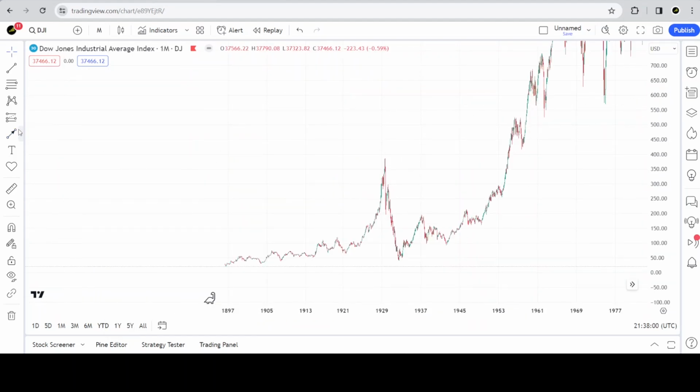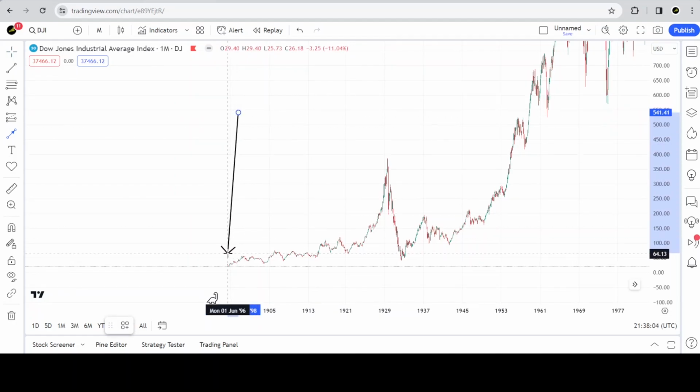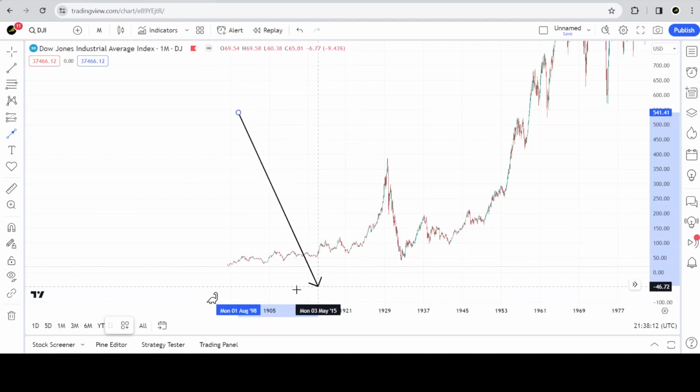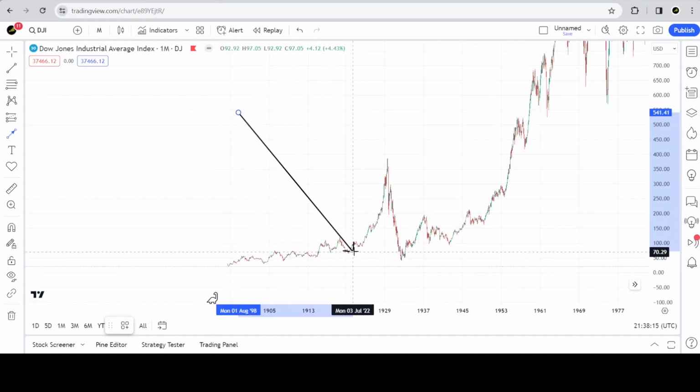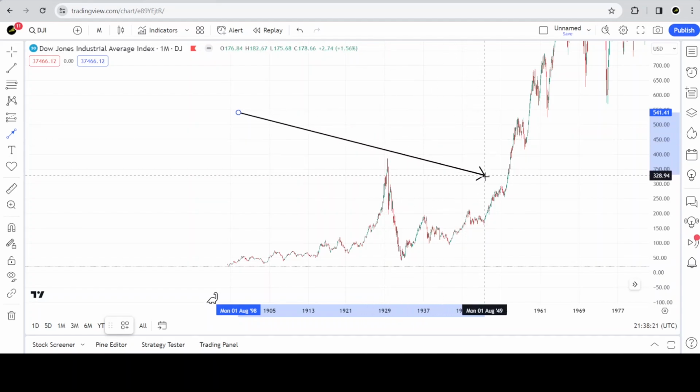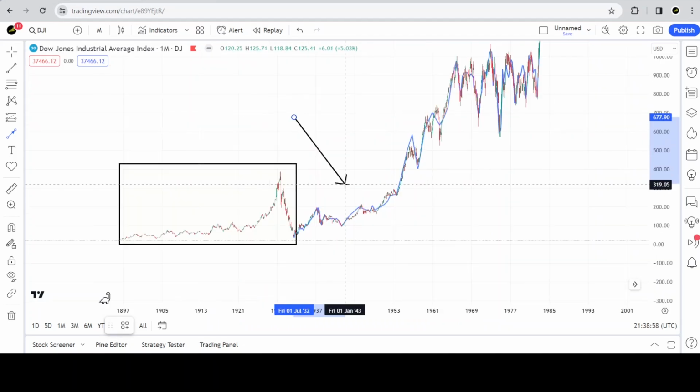Okay, so if we go back all the way to the very beginning of the Dow Jones Industrial Average, this chart starts in 1896, and it goes to present. If we were to take this part of the structure, this run up to the 1929 peak, and copy it over here onto this side of the chart, it would look something like this.